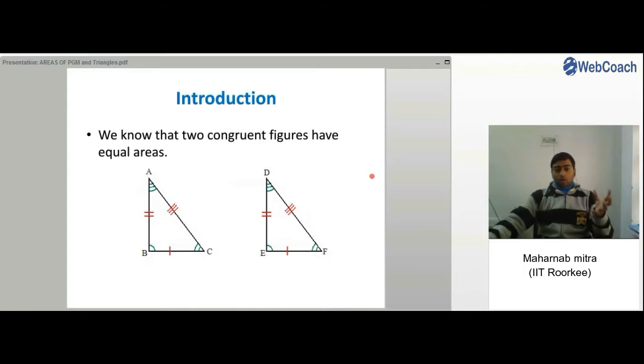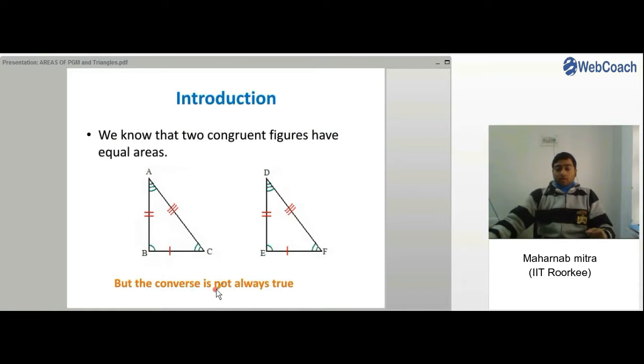Now we all know that two congruent figures have equal areas, right? Like here it is shown triangle ABC and triangle DEF have equal areas, right? Because they can overlap onto each other.